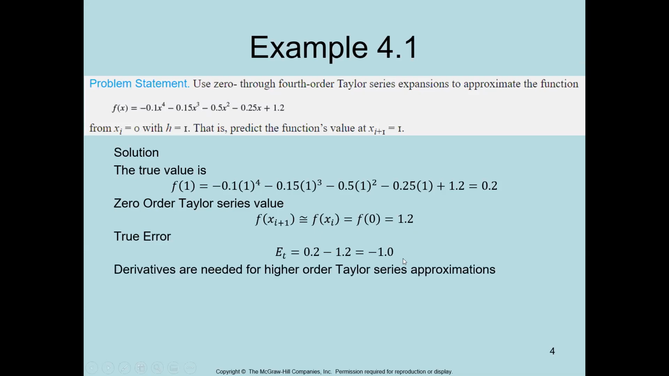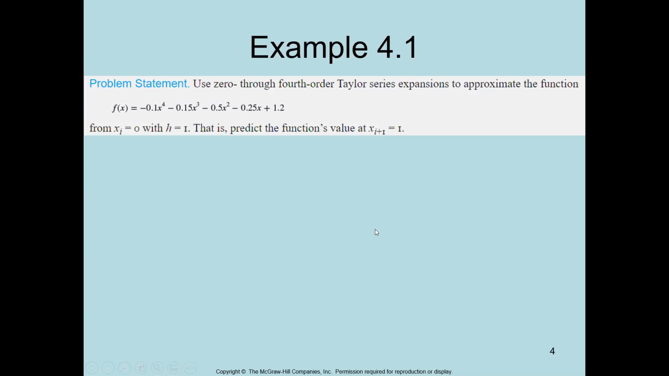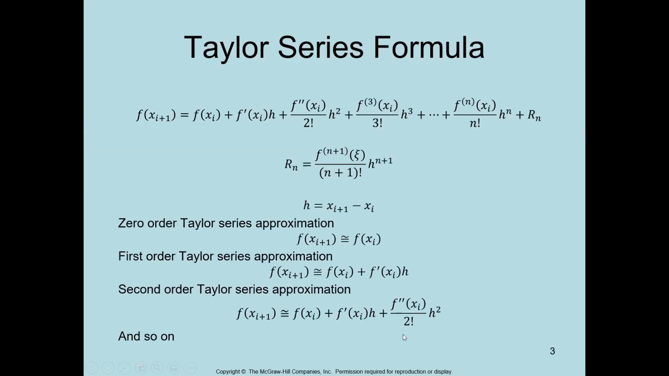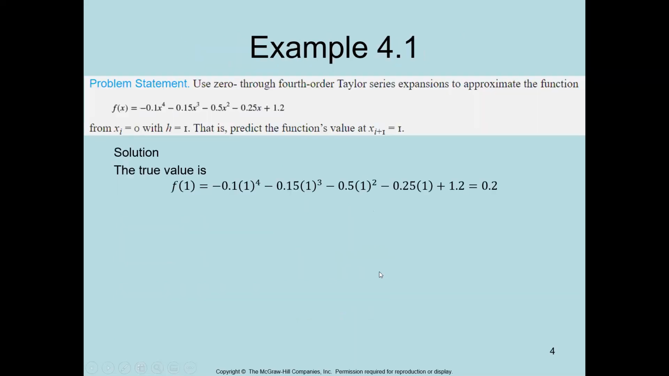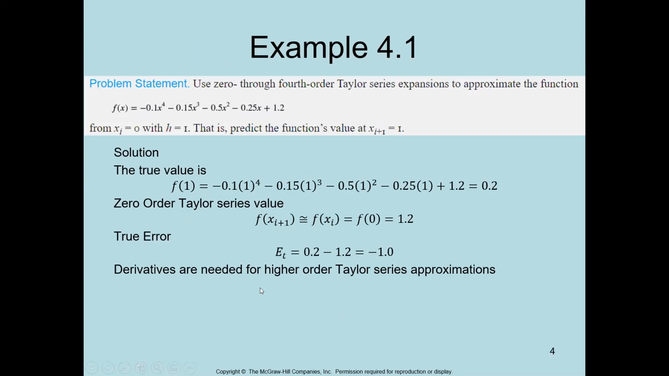Next, we have to find the first through the fourth order Taylor series approximations. As you can see from the formulation, we need the derivatives. In the first order, we need the first derivative. In the second order, we need the first and second derivatives. So before we find the approximations, let's find the derivatives first, since derivatives are needed for higher order Taylor series approximations.